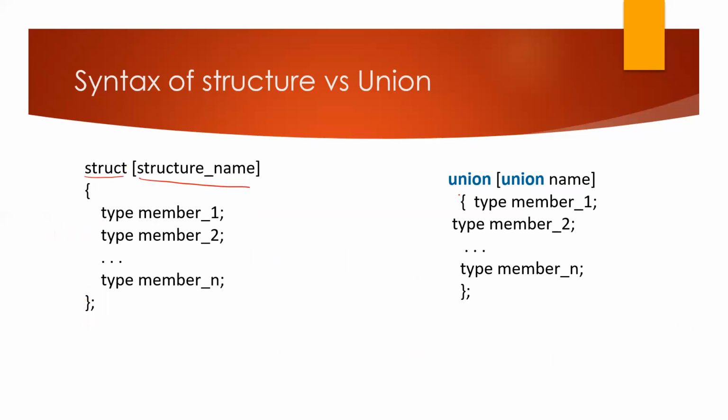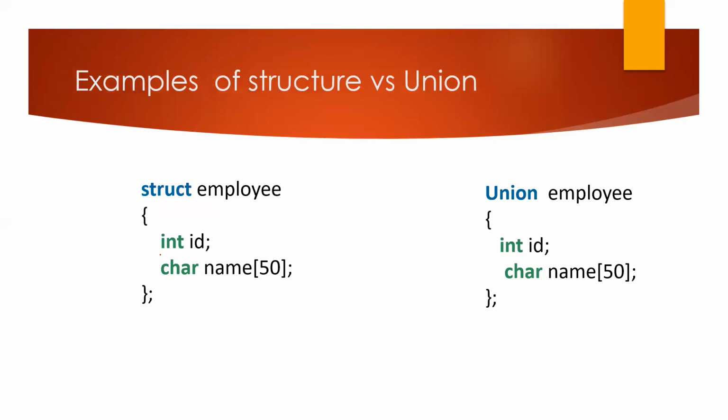In case of union, you write the union name. So this is a data type. These members are nothing but variables. So this is the syntax for structure versus union. Here you can see this is an example for structure and union.